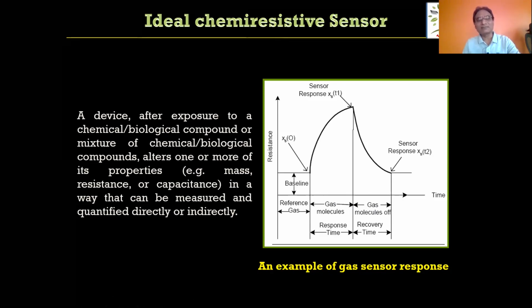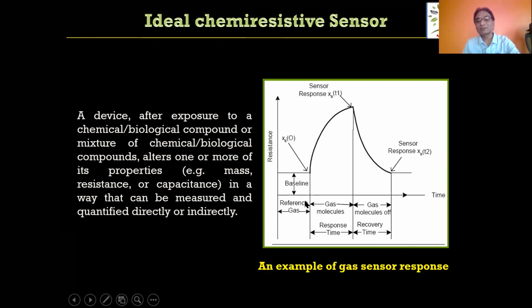Why do you need dry air? Because we don't want our material's resistance to be modulated because of humidity. If it is not dry air, it is going to be humidified, and because of the humidity of that air, your resistance may get modulated. We want the modulation in resistance to be because of the concentration of the desired gas analyte, not because of humidity, and therefore we need dry air. That's why this is called the reference gas.